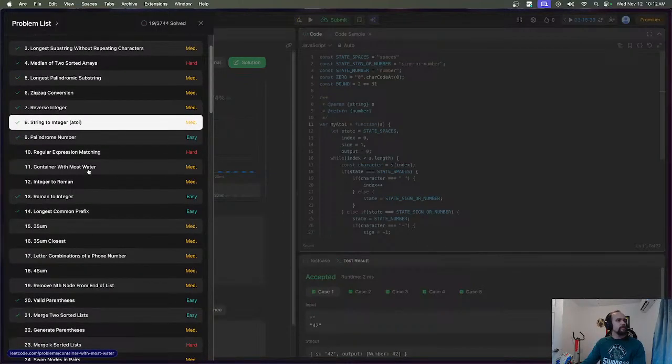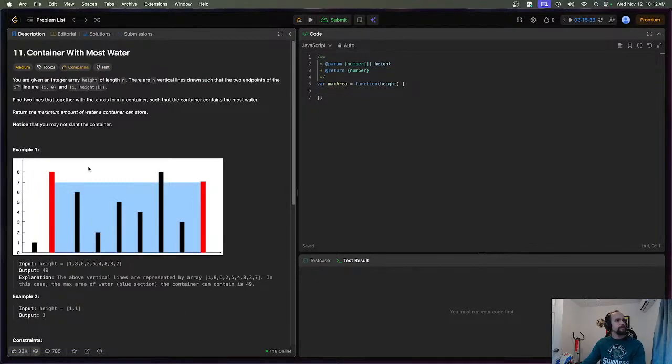Let's do another medium: container with the most water. You're given an integer array height of length n. Okay, so this is height, and its length n.